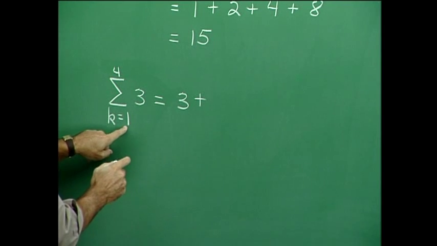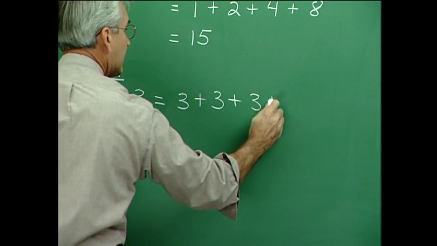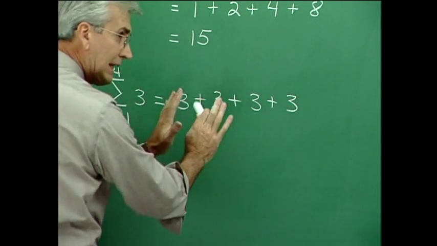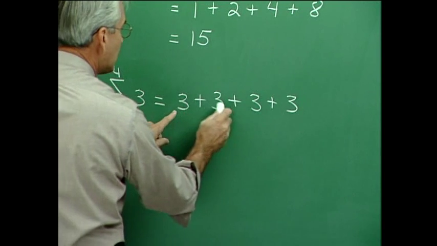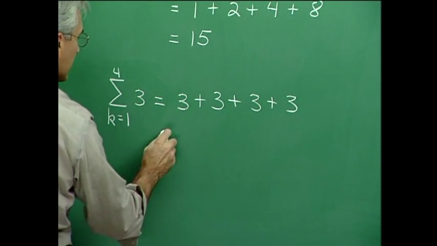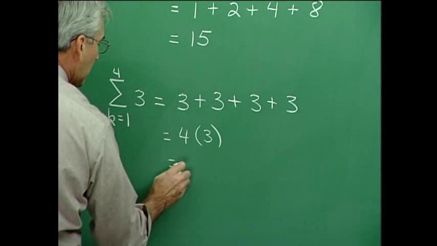When k is 2, it's still 3. When k is 3, it's still 3. And when k is 4, it is 3. Now, notice here that in this circumstance, we have 1, 2, 3, 4 threes. So really, we could have just said that this is 4 times 3, or 12.